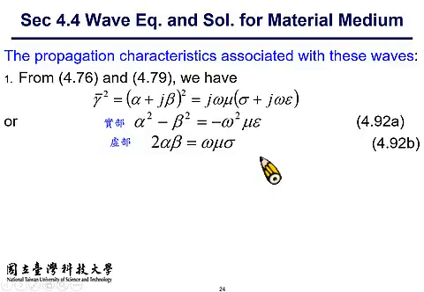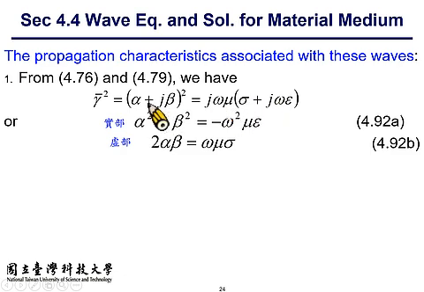Let's continue our discussion about wave equation solution for material medium. Let's start to review some of the propagation characteristics associated with an electromagnetic wave propagating within a medium. First is the relationship between propagation constant gamma and the material properties, including the permittivity, permeability, and conductivity.